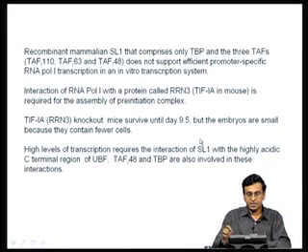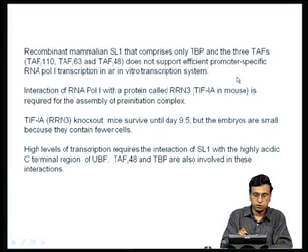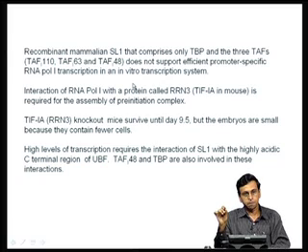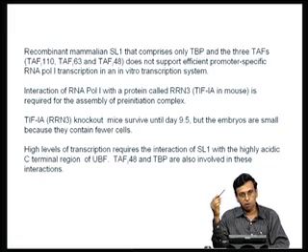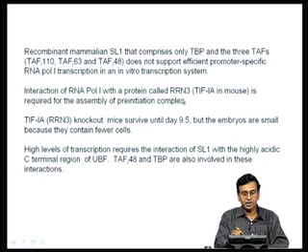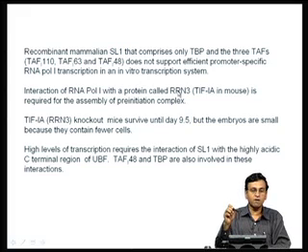Now, the recombinant mammalian SL1, which consists of TBP and the 3 TAFs, cannot support efficient promoter specific RNA Pol I transcription in an in vitro transcription system. So, just like we had with TF2D, where TBP alone was not sufficient to support activator dependent transcription in the case of Pol II transcription, in the case of Pol I transcription, TBP and TAFs alone are not enough to support basal transcription in a cell free transcription system. In addition to the TAFs and TBP, you also require another protein which is known as RRN3. This RRN3 is actually required for efficient formation of the pre-initiation complex in the case of the Pol I promoter.